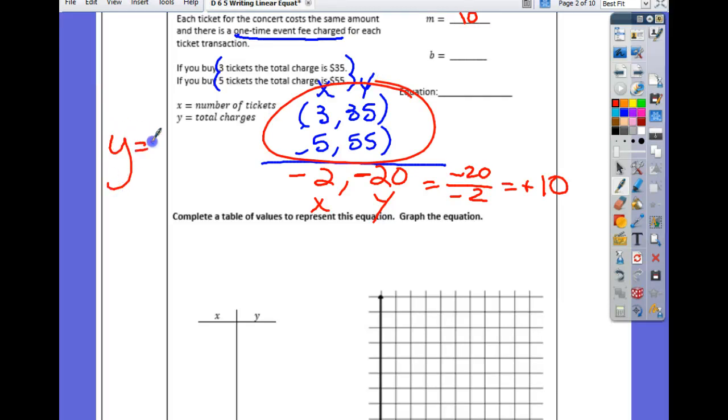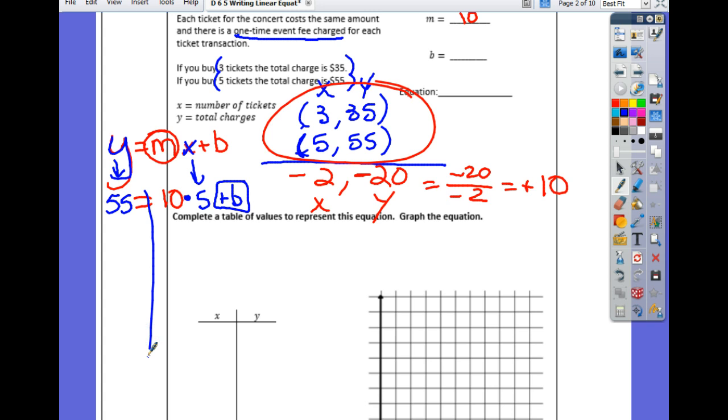Our b. y equals mx plus b. Because now I know my m. What is my m? We just solved for it. 10. So y equals 10 times, what do you want to use for your x and your y? Do you want to use 3 and 35, or do you want to use 5 and 55? Okay, that's the first one I heard, so 5 and 55. What goes here? The y is 55, so 55 equals 10 times, what's x? Times 5, and then we don't know our b. That's what we have to solve for.